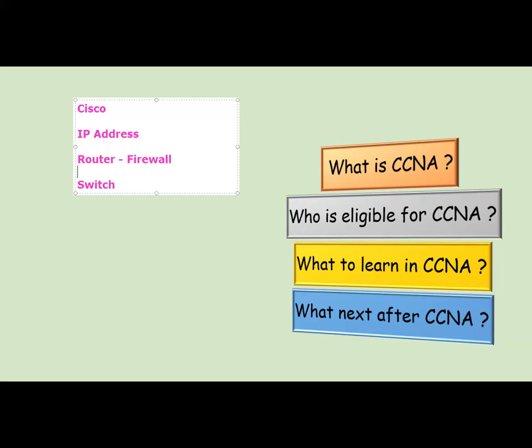And the last one is your switch. Every computer network will have hundreds and thousands of switches. Let's say a minimum of 2, 3, 4 switches, or 30, 40 switches, or 100, 200 switches, or it can be in thousands. So we cannot imagine a computer network without a switch. So this is the importance of our CCNA course, my friend.